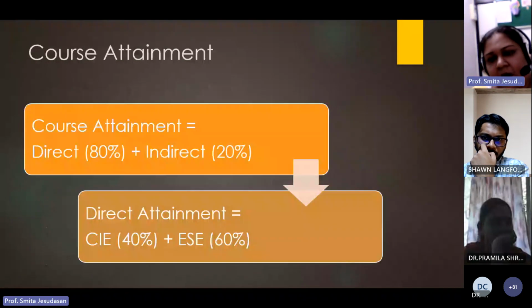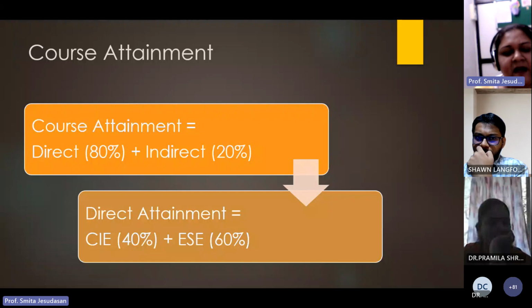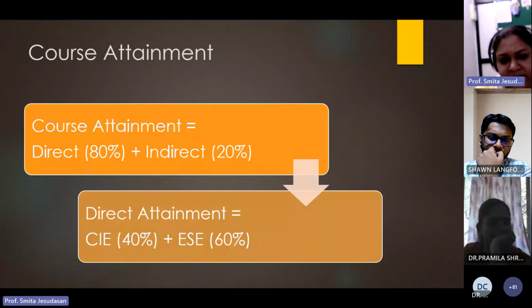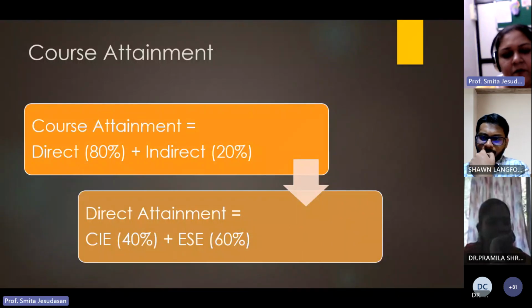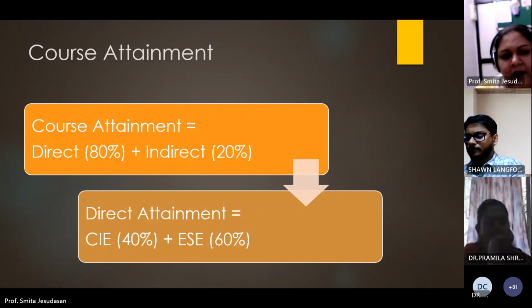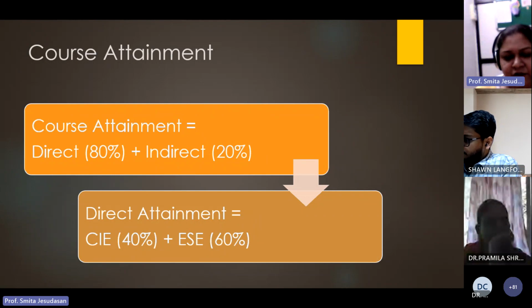Now coming to our course attainment. Now, when you say a course attainment, we have studied our different course assessment tools, direct and indirect. So when you say course assessment, it is a mixture of measuring the performance of the student with both direct tool as well as the indirect tool.